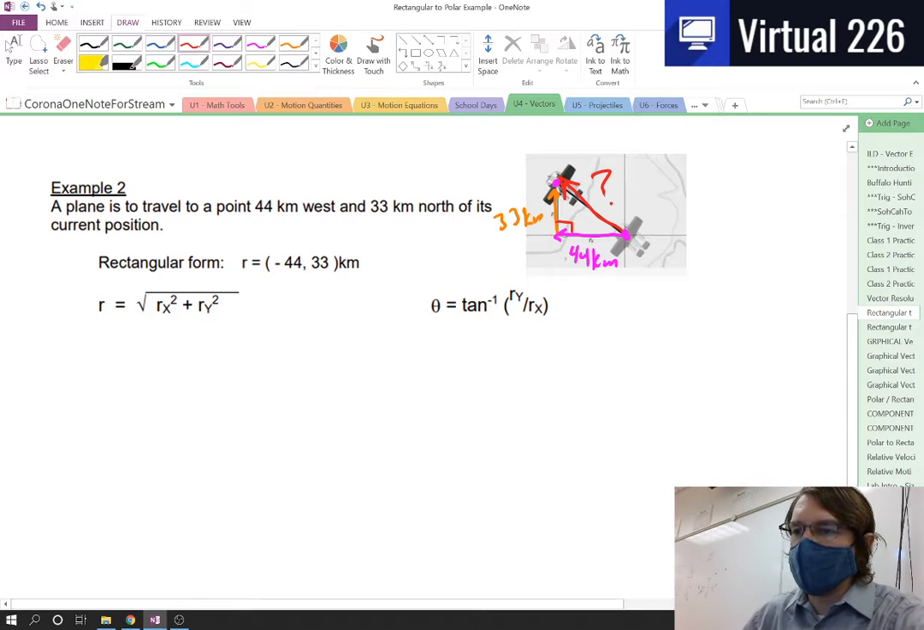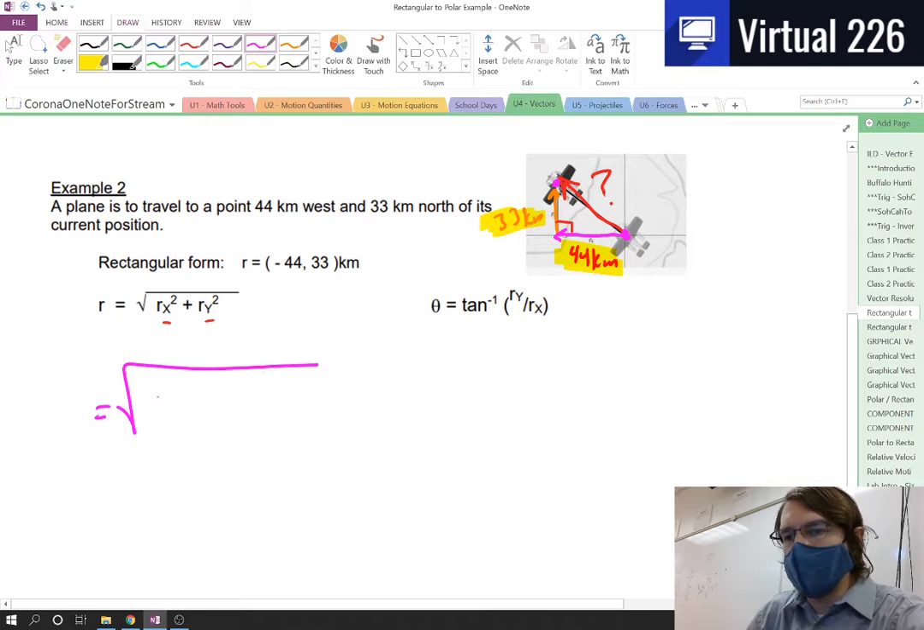So I will just take the sides here, the 33 and the 44, and put them in for the x and y values for our equation, because this is the amount we went in the x, this is the amount we went in the y. Okay? So if we go ahead and plug these in, we get the square root of 44 squared plus 33 squared.